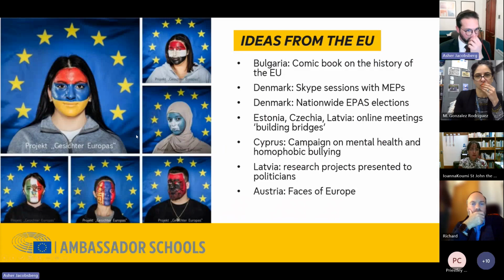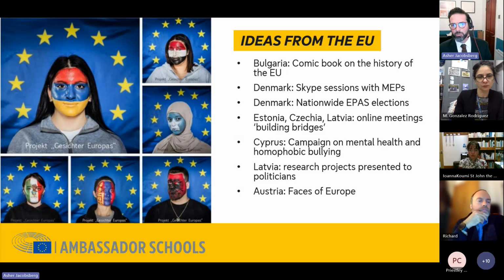The last thing I wanted to share with you was a few different things that were being run from around Europe. So the image you can see here is a program that was run in Austria, Faces of Europe. It was people sharing their identity as Europeans, but Europeans who have a background from somewhere else as well. And so it was a photo, working with a photographer, creating some videos. A lovely little project. And in Bulgaria, there was a school where one of their students who was really interested in comics made a comic book on the history of the EU.